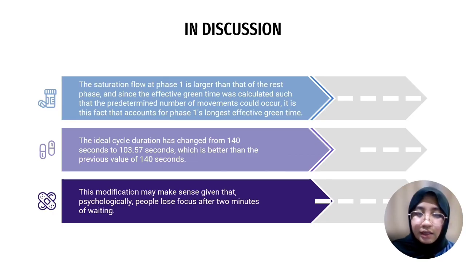In discussion, the saturation flow at phase 1 is larger than that of the rest of the phases, and since the effective green time was calculated such that the predetermined number of movements could occur, this fact accounts for phase 1's longest effective green time. The ideal cycle duration has changed from 140 seconds to 103.57 seconds, which is better than the previous value of 140 seconds. This modification may make sense given that psychologically, people lose focus after 2 minutes of waiting. Thank you, that's all from me.